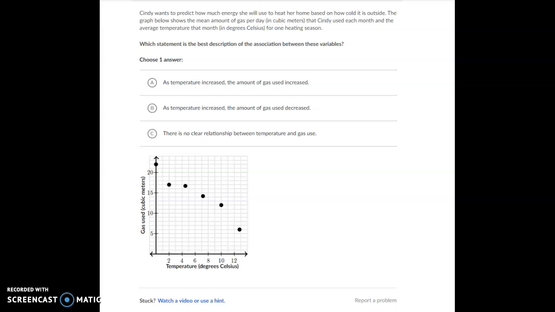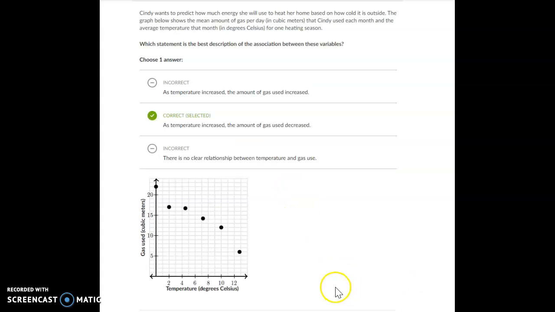Well, the data seems to have a fairly strong linear negative correlation. So, as the temperature increased, the amount of gas used increased? Well, clearly the amount of gas didn't increase. As temperature increased, the amount of gas used decreased. Well, that seems to fit our pattern, and that actually makes sense because you would use less gas to heat your house if it's already warm out. So we can pick that answer, and we'll see that it actually is the correct answer.